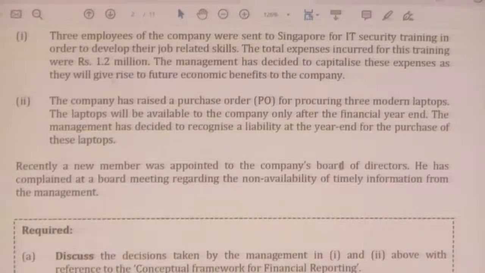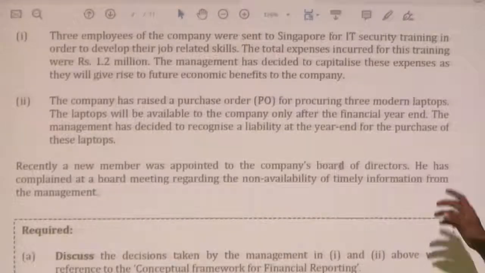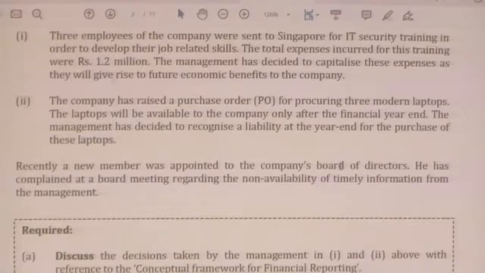Laptops will be available when? After the financial year end. Therefore, the asset recognition criteria will not be met. That is the answer. To take 5 marks, you have to write that.